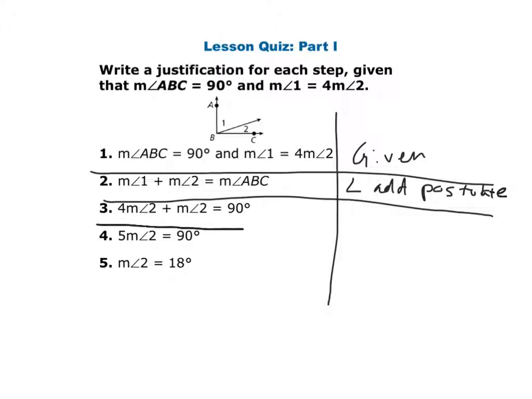Now let's look at step 3. 4 times the measure of angle 2 plus the measure of angle 2 is equal to 90. Substitution. We plugged in 4 times the measure of angle 2 into angle 1. So this is substitution.